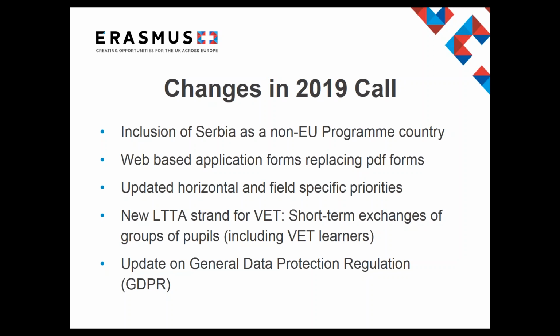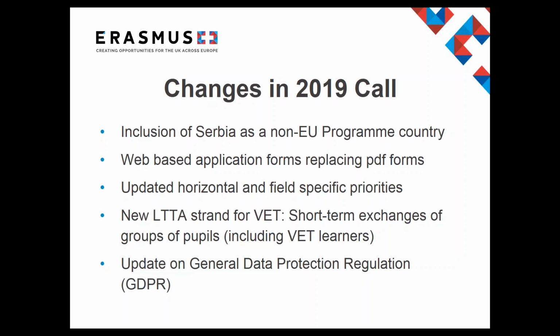Every year, the European Commission updates horizontal and field-specific priorities for Key Action 2 strategic partnerships. Therefore, it is very important to refer to the current ones, as they are different from those of 2018. Please refer to page 102 of the program guide for horizontal priorities, page 104 for VET priorities, and page 105 for adult education priorities.